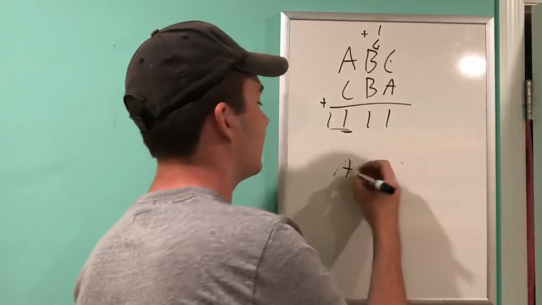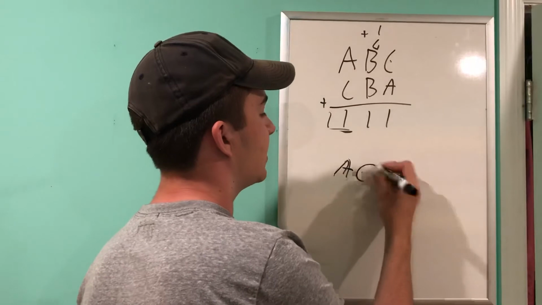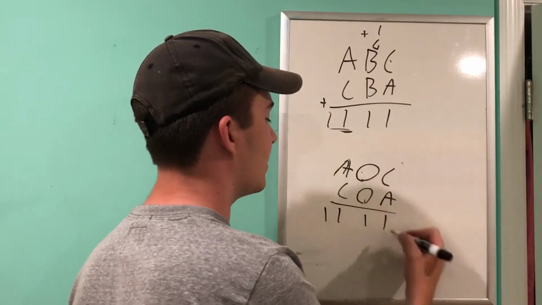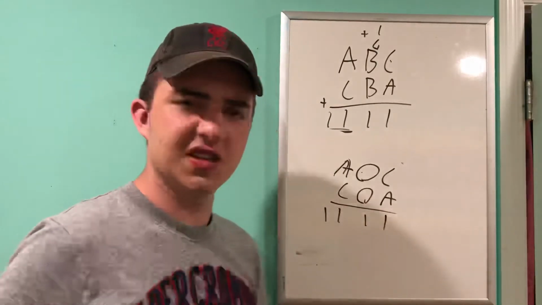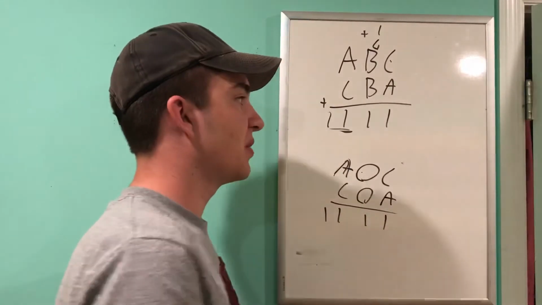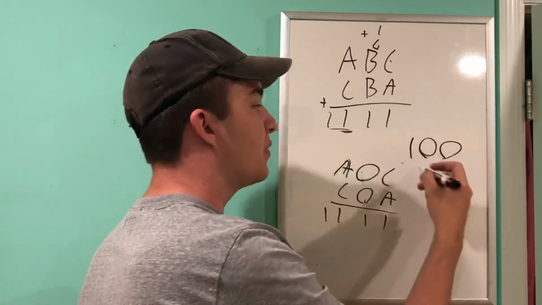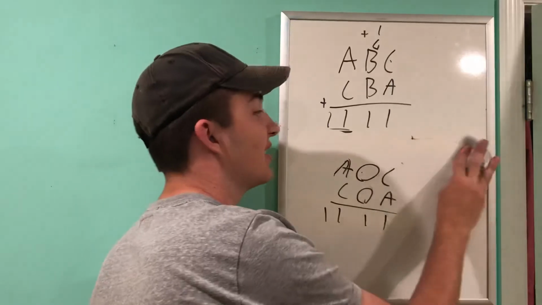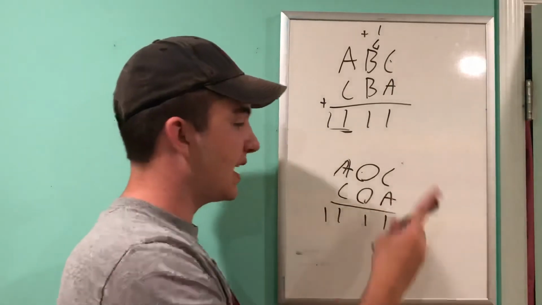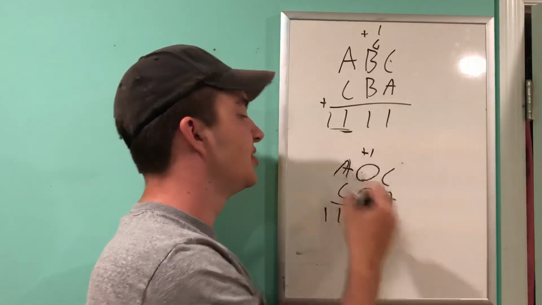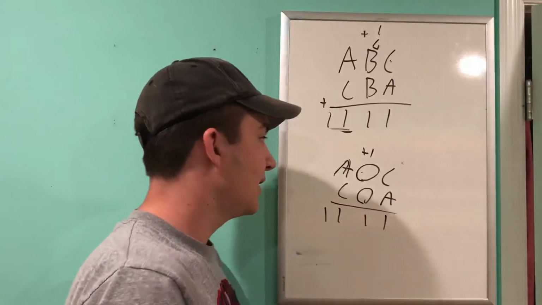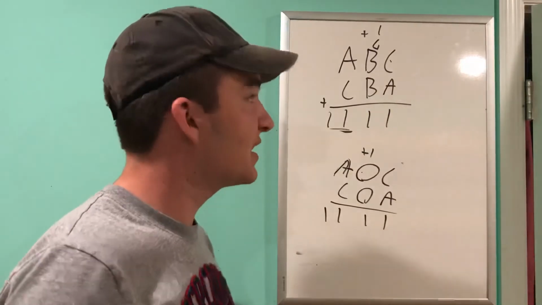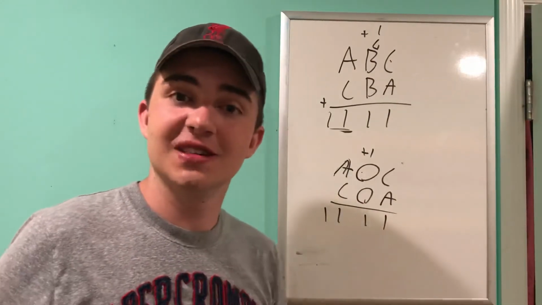So we have A, 0, C, and then C, 0, A is equal to 1, 1, 1, 1. Now why can we have 0 in there? Well, you've heard of the number 100. You've heard of the number 102. You can have a 0 in between, you just can't have a 0 starting a number. So C plus A is 11, right? So 1 plus 1, 0 plus 0 is 0 plus 1 is 1. A plus C is 11. It works perfectly. And the question again was, what is B? So that means B here is 0.